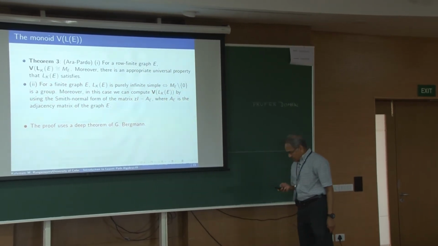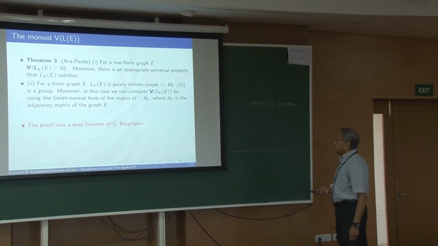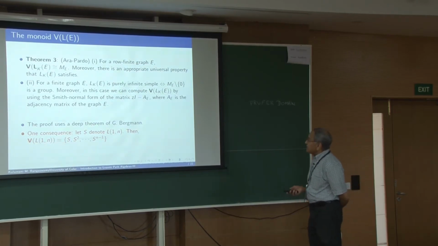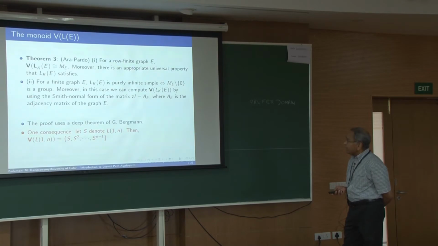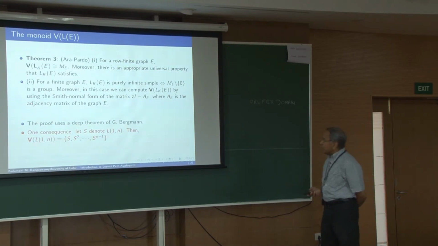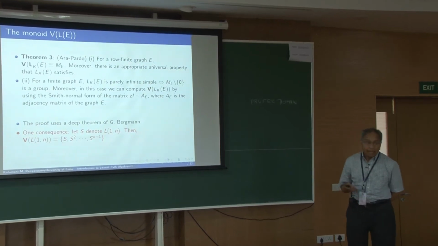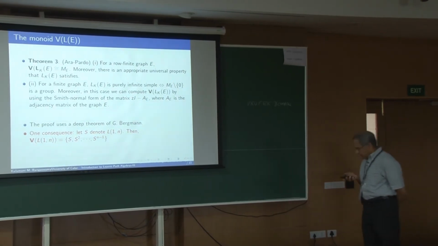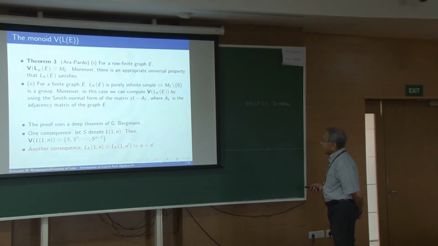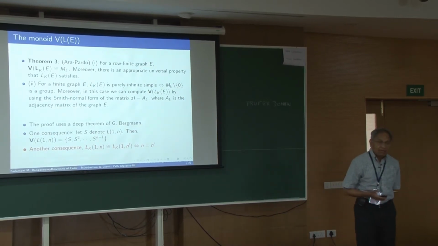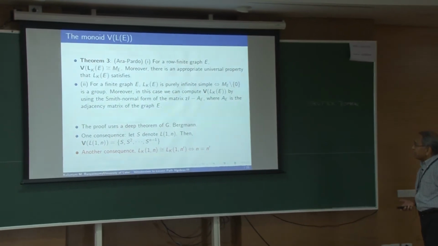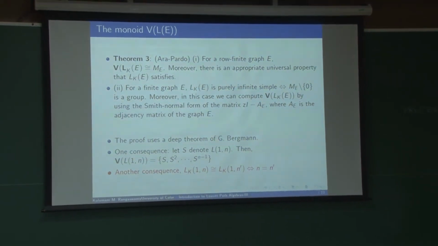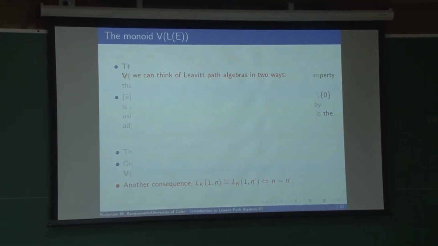Of course, this real deep result uses a deep theorem of Bergman. But a consequence of this, for instance, if S is the Leavitt ring L(1,n), then the V monoid is simply generated by S with S squared equal to S to the n minus 1, because we get this information from the nature of the M monoid. And another consequence is, if there are two integers n and n prime so that L(K,1,n) is isomorphic to L(K,1,n prime), then n must be equal to n prime.